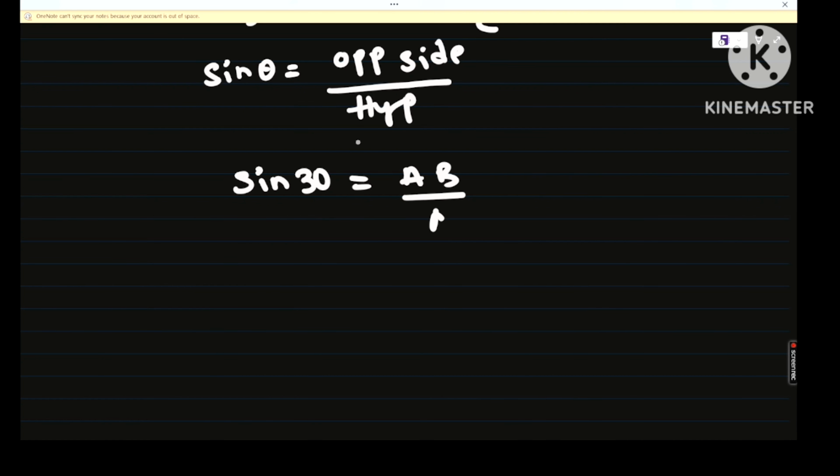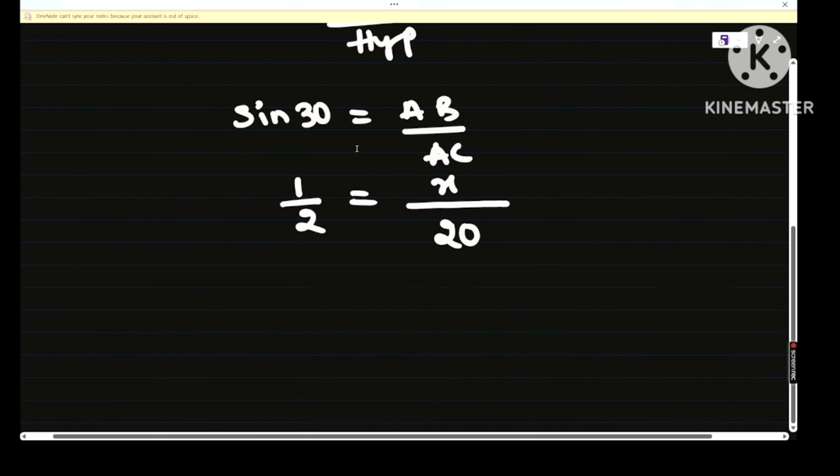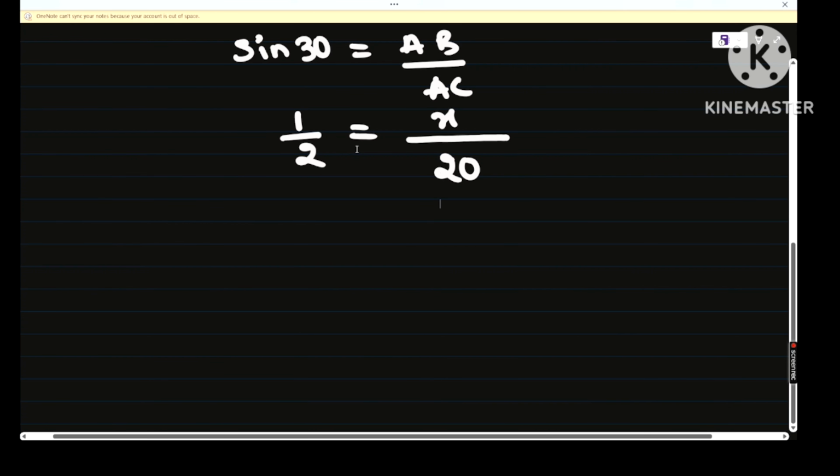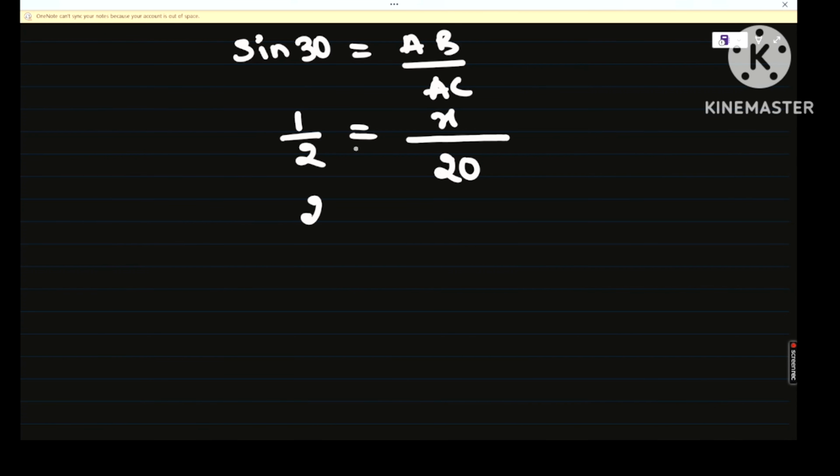AB by AC. What's the value of sine 30? Sine 30 is 1 by 2. And you don't know AB. AB is the height of the pole, so assume it as x, divided by AC. AC is given as 20 meters. Now just send the 20 to the LHS. Then it will become 20 divided by 2 is equal to x. Therefore x is equal to 10 meters.